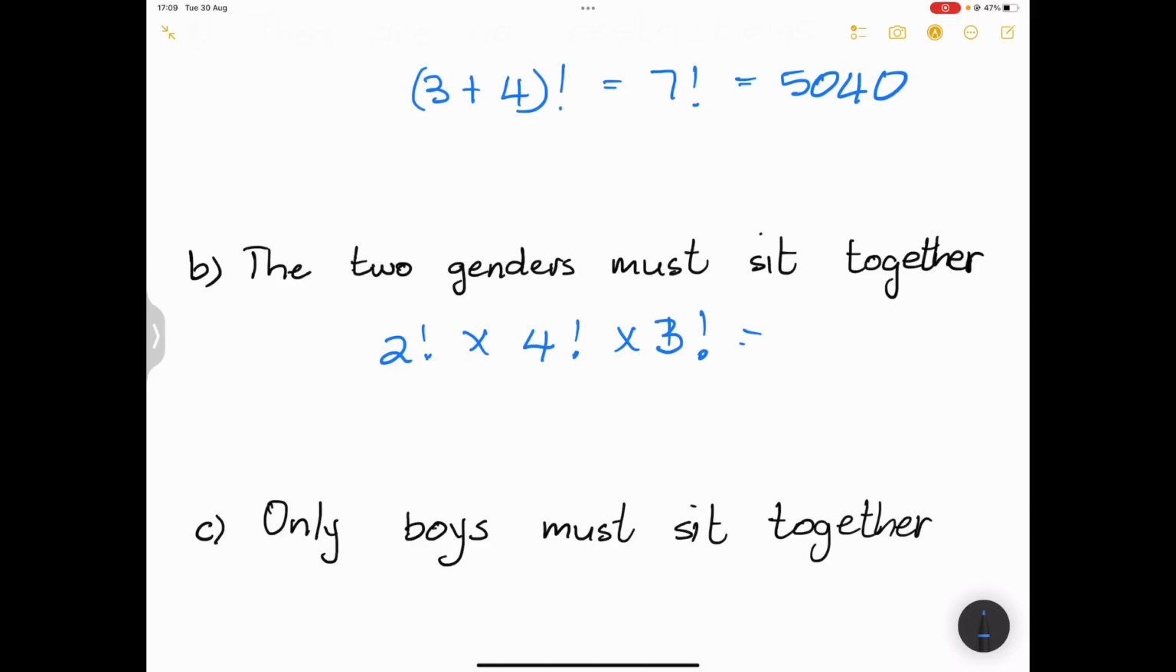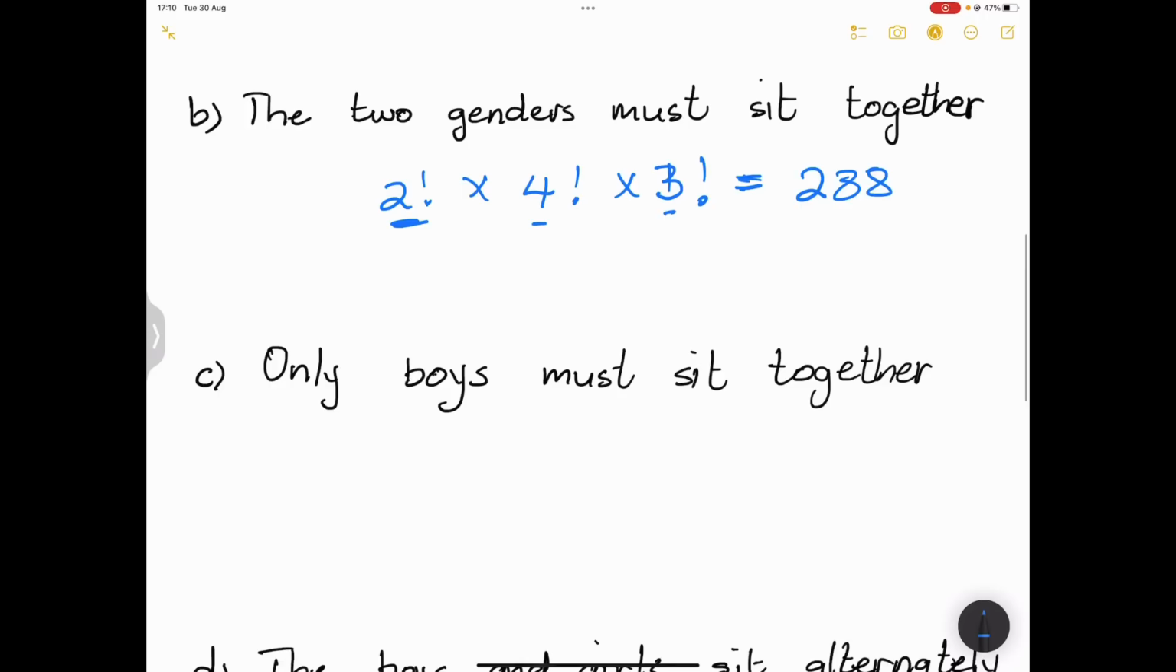Okay, so you're just simply going to say, well, remember there are 2 genders, there are 4 boys, there are 3 girls. In this case, or by the way, you can also look at how many swaps you can make, right? So you can start with the girls or the boys, or you can start with the boys, then the girls. So the number that we get there is 288. Okay, right, so let's look at the next one.